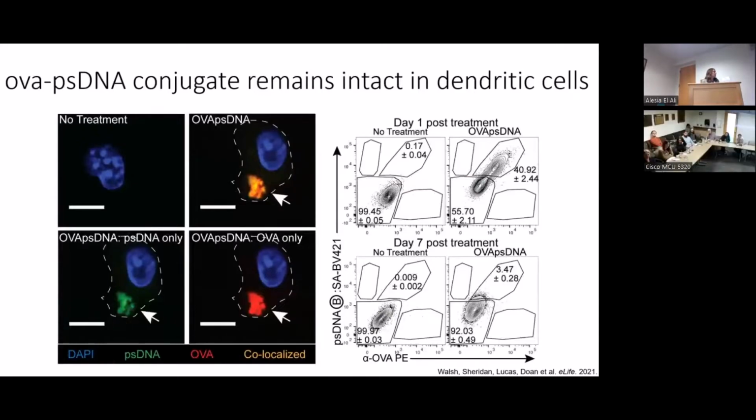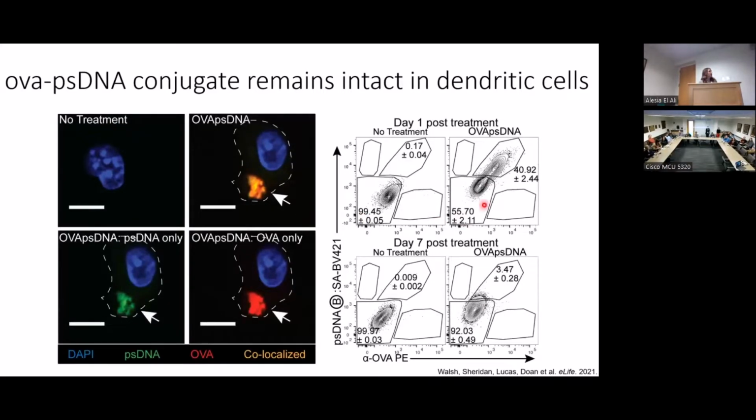Hopefully what you can appreciate is that this signal here, so this is a cell, the nucleus is in blue, it's outlined with these white dotted lines. And what we've done is we've treated these cells with the OVA psDNA, or the antigen plus the psDNA. And the psDNA is in green, the OVA is in red, so the antigen is in red, and you can see that they're co-localized. So the antigen and the DNA conjugated together enter the cell together.